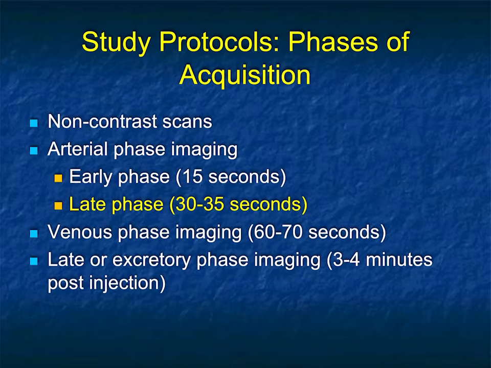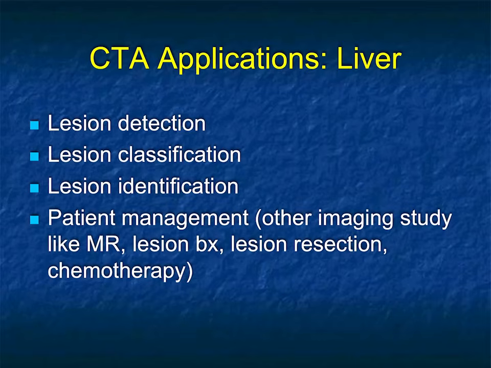Some people wrote articles about early phase at 15 seconds. We don't do that. And venous phase is typically at about 70 seconds. If we do get delayed scans, which is infrequent, we'll typically come back at about 4 minutes. One place where a delayed scan can be helpful is if you're thinking about a cholangiocarcinoma. Those lesions may become brighter on the 4-minute scan. So those are the things we think about.